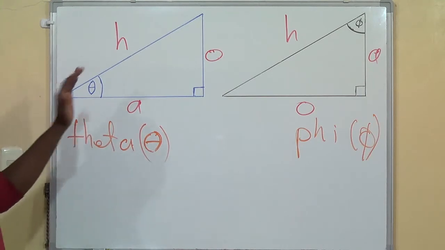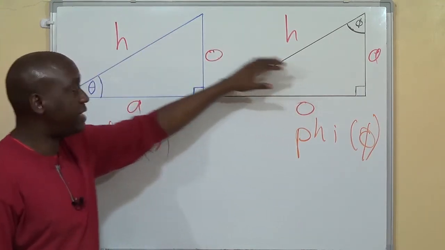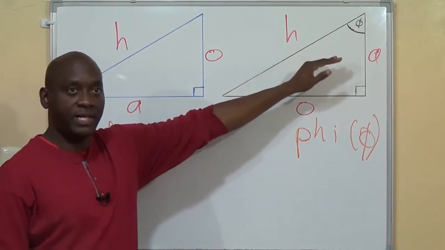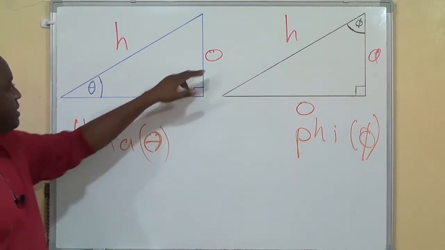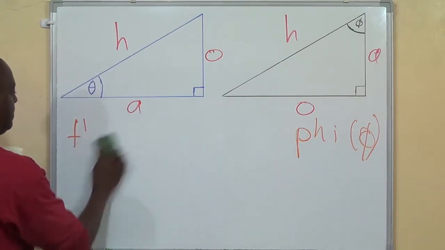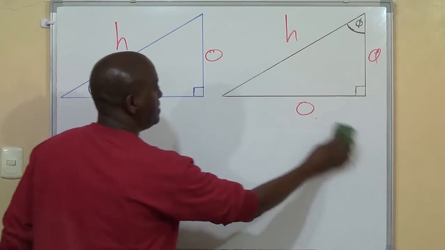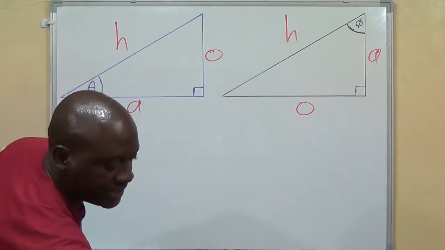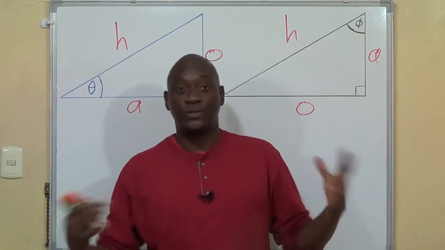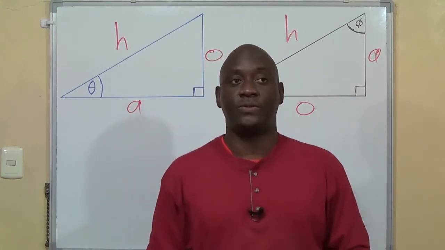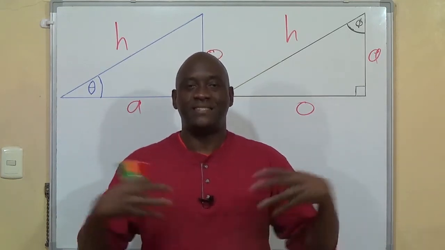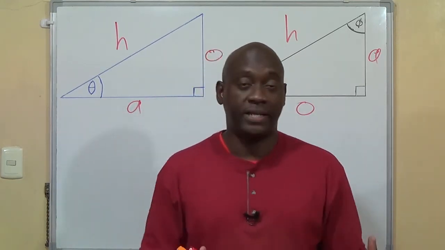So, same triangle. This black triangle is a duplicate of the blue triangle here. But the thing that changes is the reference angle, and as the reference angle changes, the name that you give to the respective sides will also change. Good? Now, what is Pythagoras Theorem? Pythagoras Theorem simply states that the sum of the squares of the other two sides is equal to the square of the hypotenuse. Or you could say that the square of the hypotenuse is equal to the sum of the squares of the other two sides. Either way, it doesn't matter.